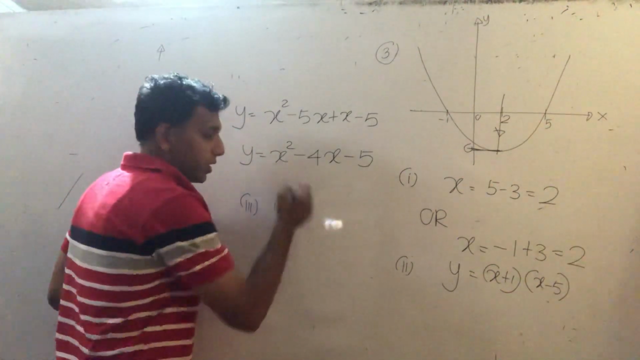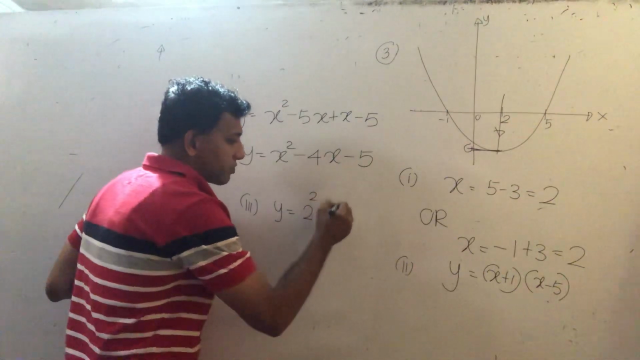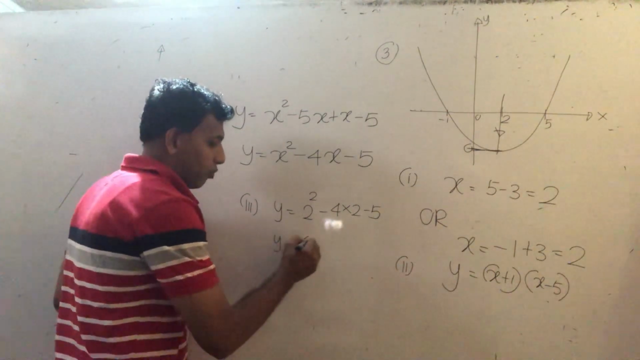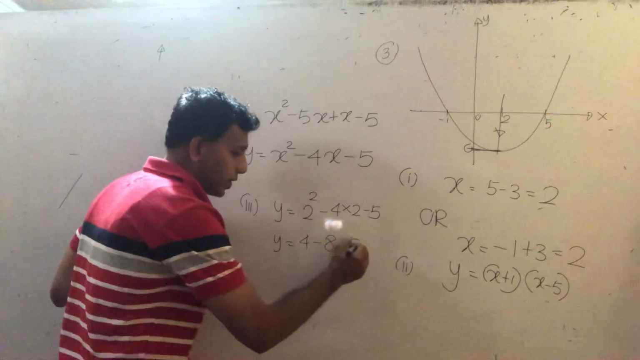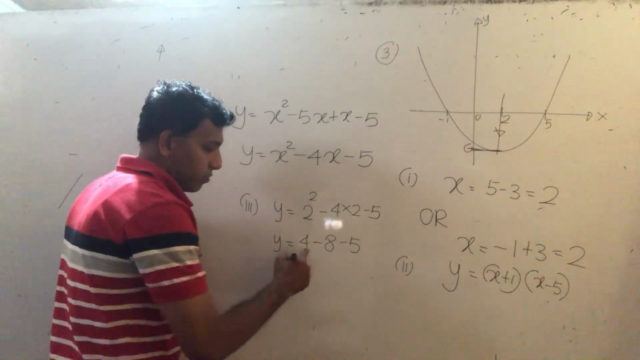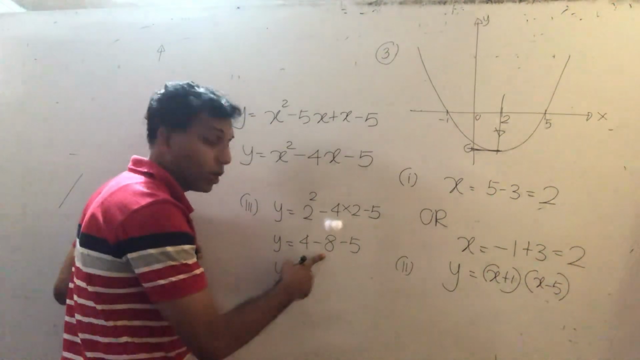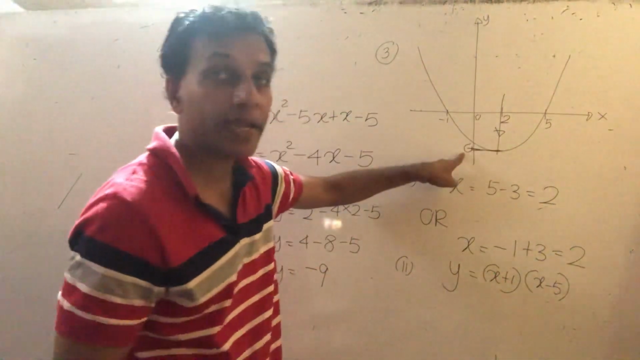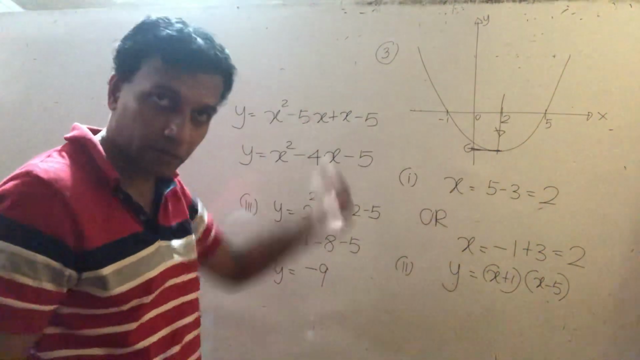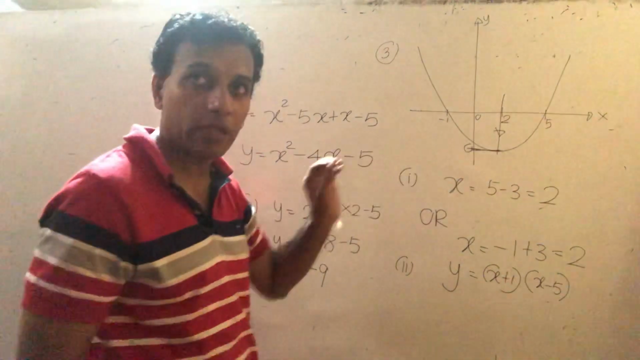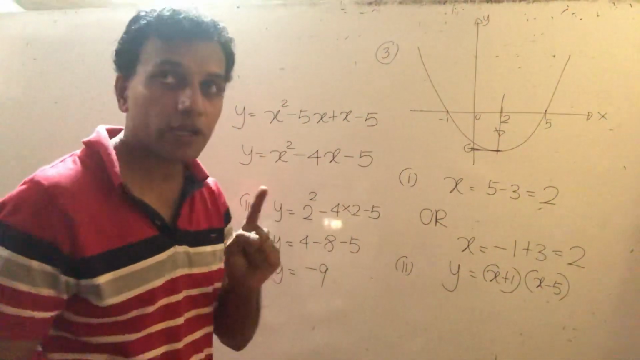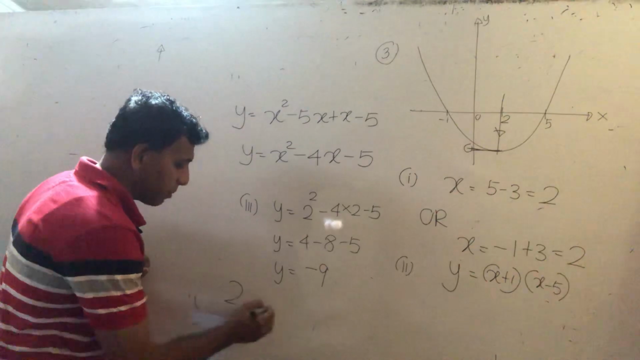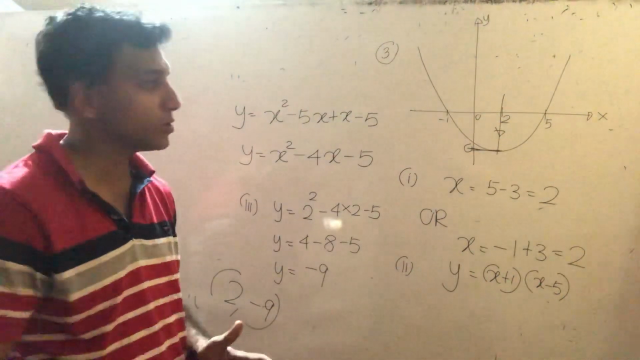y equals 2 squared minus 4 times 2 minus 5. So y equals 4 minus 8 minus 5. So y equals, what is that? 4 minus 8 is minus 4, minus 4 minus 5 is minus 9. So the minimum is where it cuts minus 9 here. So it's a decreasing minimum curve. The y value is minus 9. Minimum value minus 9. So what is the coordinate of the minimum value? 2 comma minus 9, they ask that. Coordinate is (2, -9). Now you can answer everything.